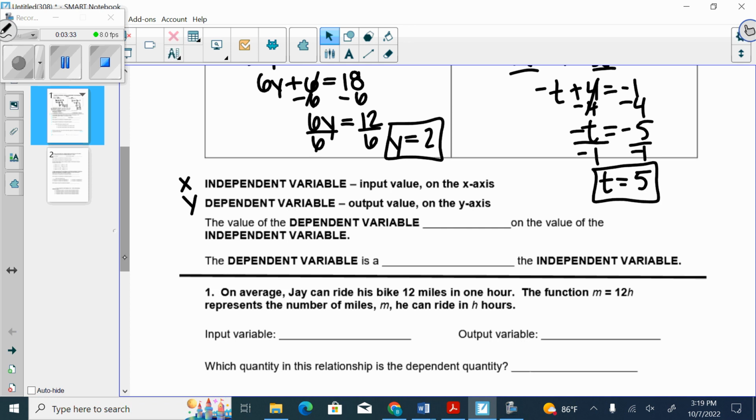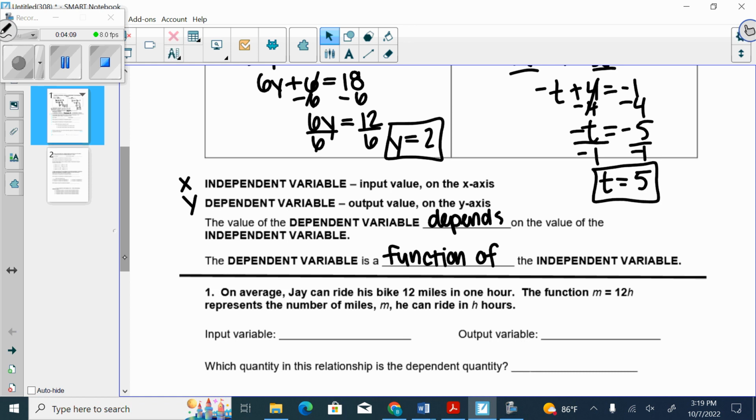Okay? It says that the value of the dependent variable, just like its name would suggest, is going to depend on the value of the independent variable. In other words, the dependent variable is a function of the independent variable, which is exactly what we've been talking about, right? The input was our x's, you plug it into the rule, and then your output was always your y's, right?